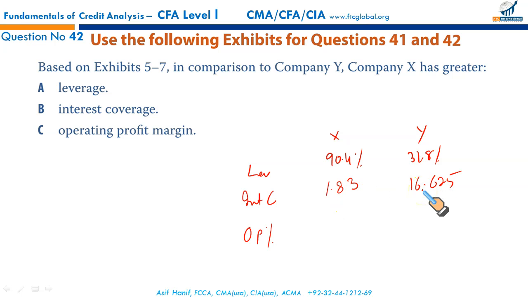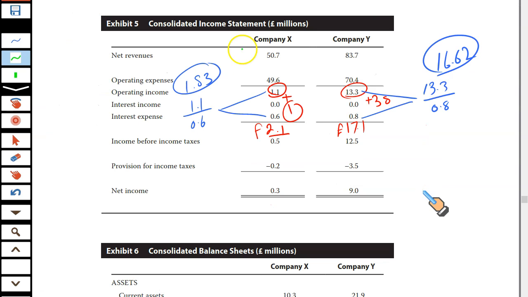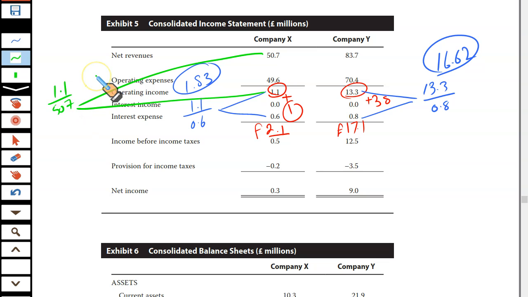Let us now calculate the operating profit margin. Operating profit margin is calculated by dividing your operating income by your revenue. So it's going to be 1.1 divided by 50.7. It's 2.17%. And for company Y, 13.3 upon 83.7, it's about 15.9%.